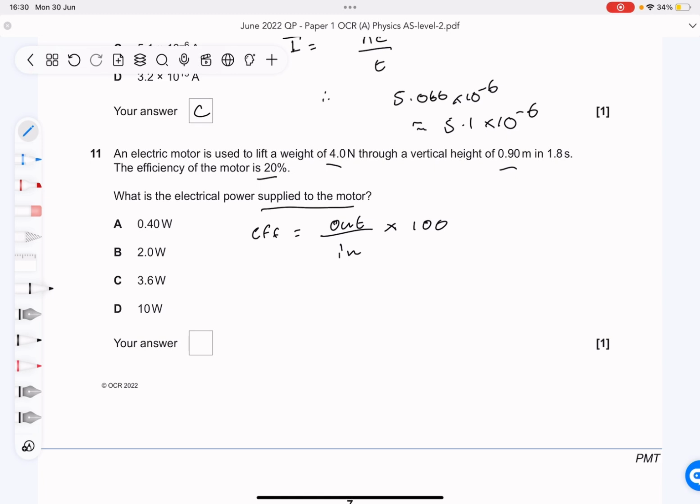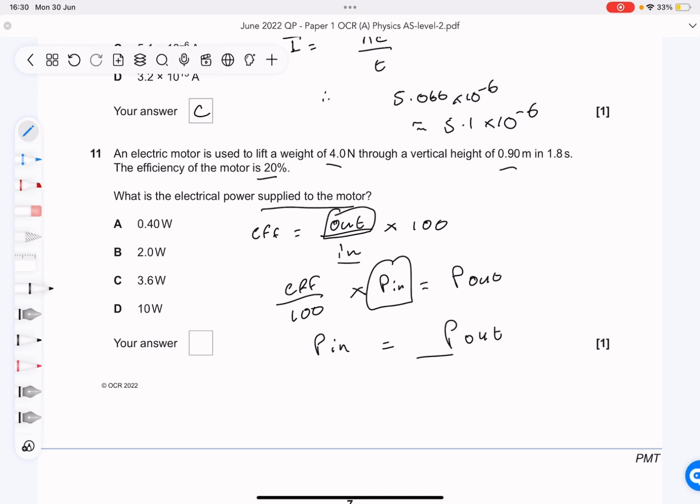So all I need to do is rearrange for the power out. So F, or the efficiency over 100, times by the power in, equals the power out. Or I've just realized we need to find the power in. So I'll rearrange this again. That the power in equals the power out over the efficiency over 100.